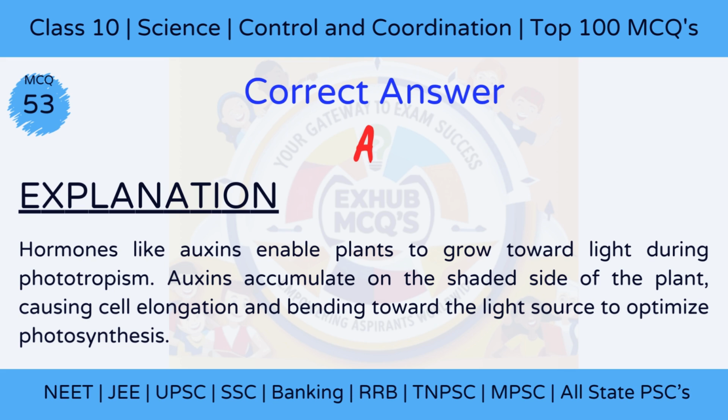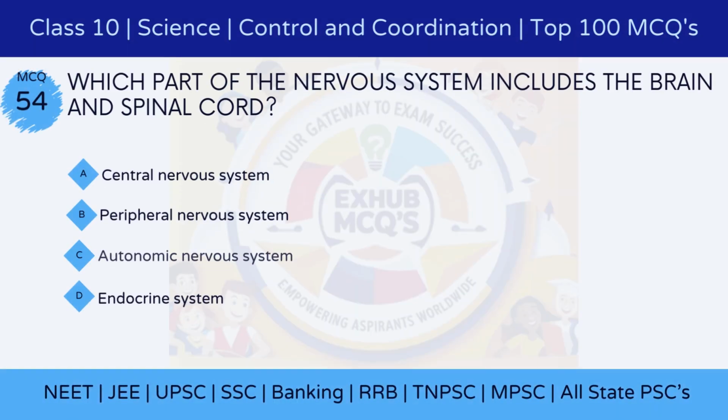MCQ 54. Which part of the nervous system includes the brain and spinal cord? Option A, central nervous system. Option B, peripheral nervous system. Option C, autonomic nervous system. Option D, endocrine system.